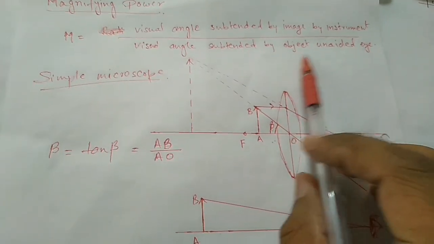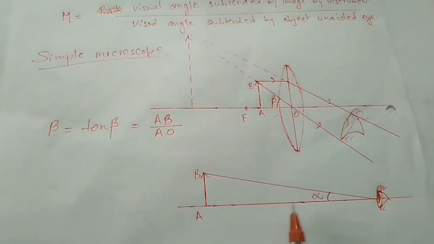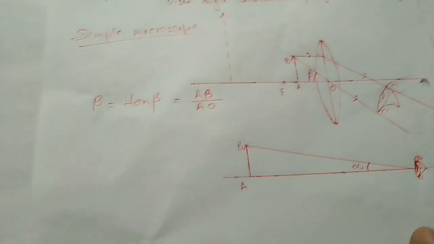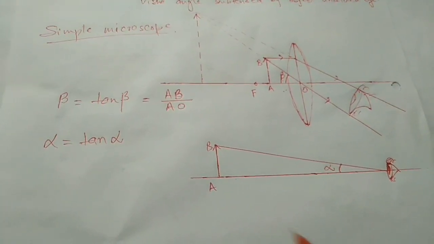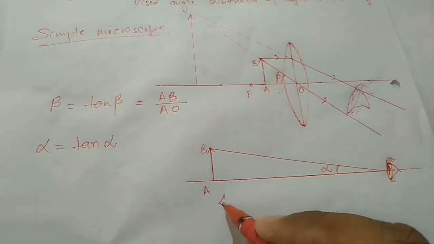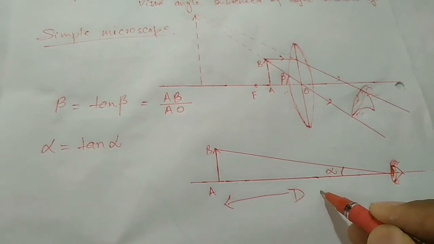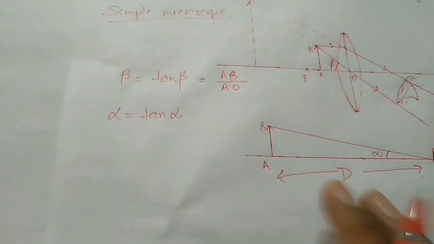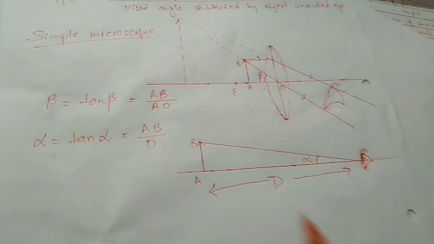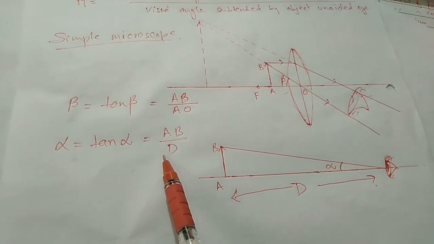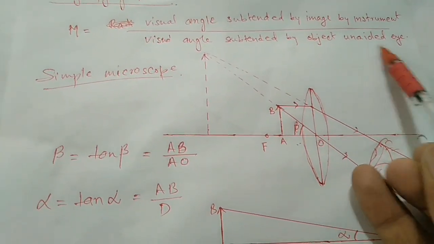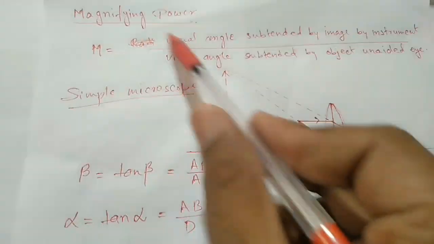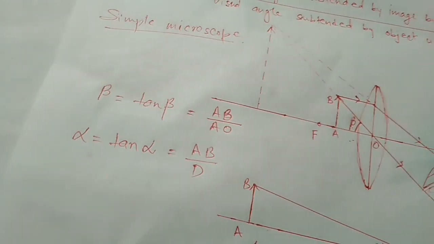See here, the visual angle subtended by the object at the unaided eye. This is the unaided eye. Here alpha is so small that alpha is equal to tan alpha. And this distance is called the least distance of distinct vision, symbolized by capital D. Writing here perpendicular upon base. And this ratio of the visual angles subtended by the instrument and by the object at the unaided eye is what? Magnifying power. Let's calculate here.